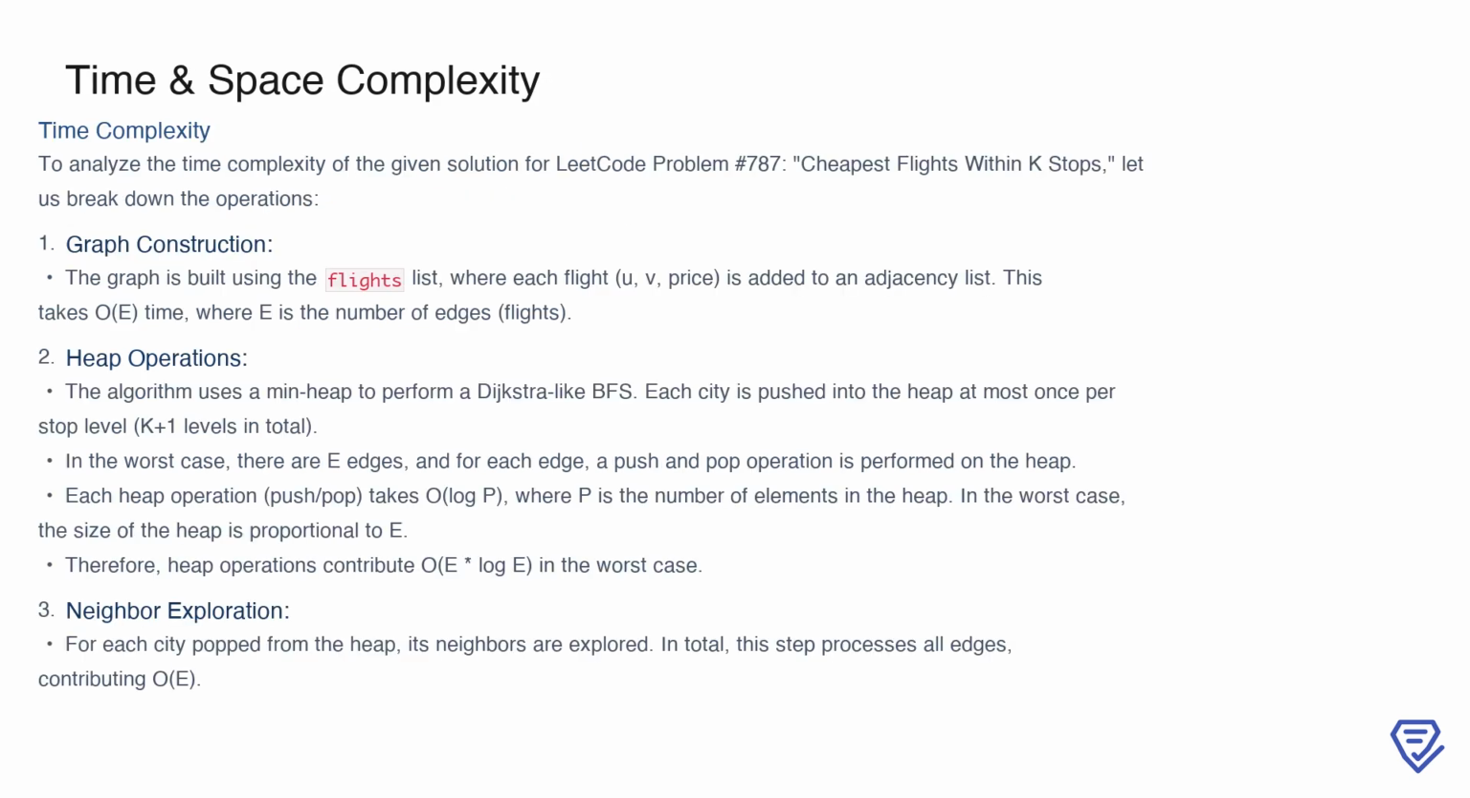To analyze the time complexity of this solution, let's break down the key operations. First, we construct the graph using the given list of flights. Each flight, represented as a tuple of source, destination, and price, is added to an adjacency list. This operation runs in O(e) time, where e is the number of edges, or flights, in the graph.